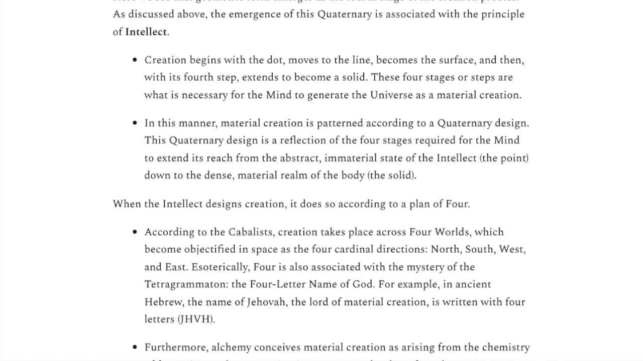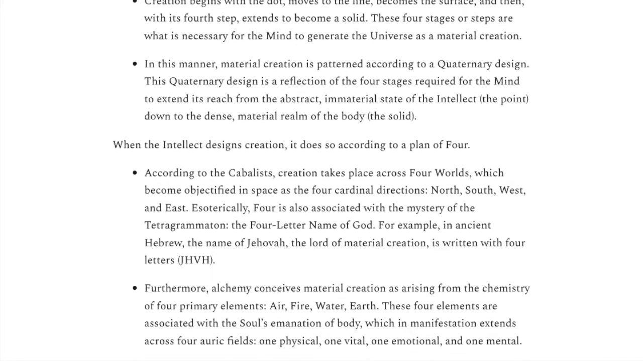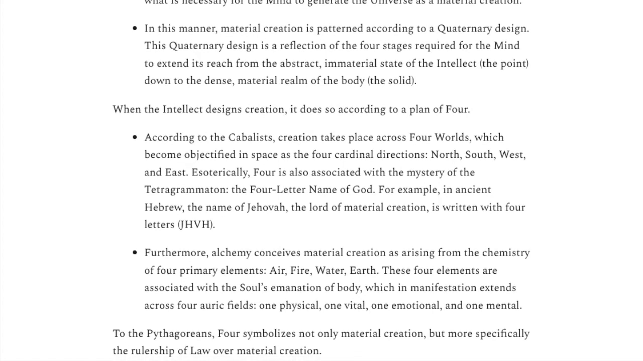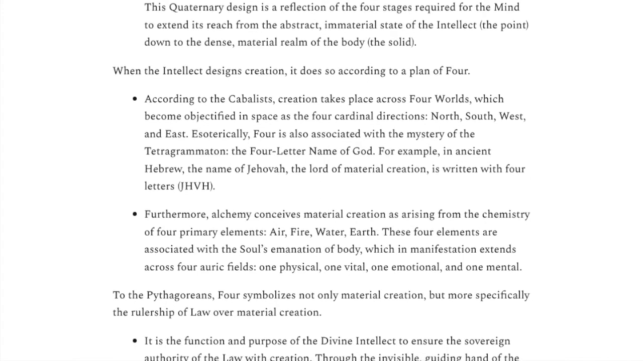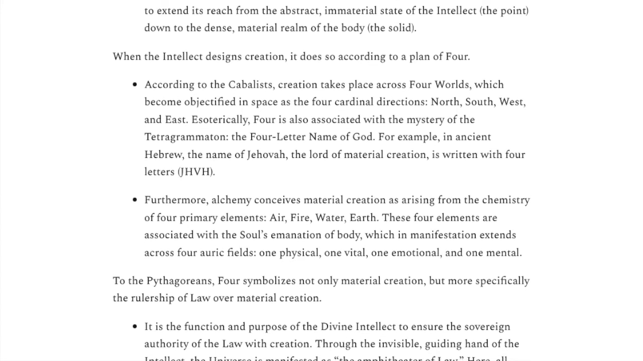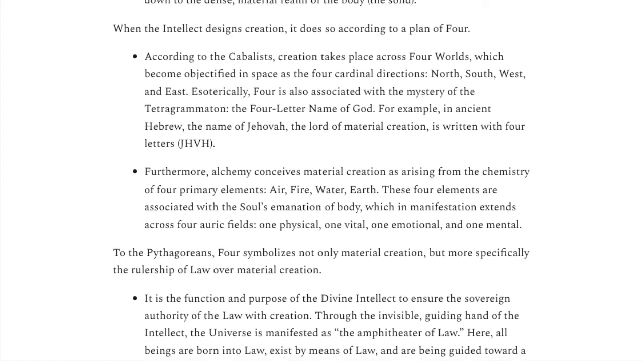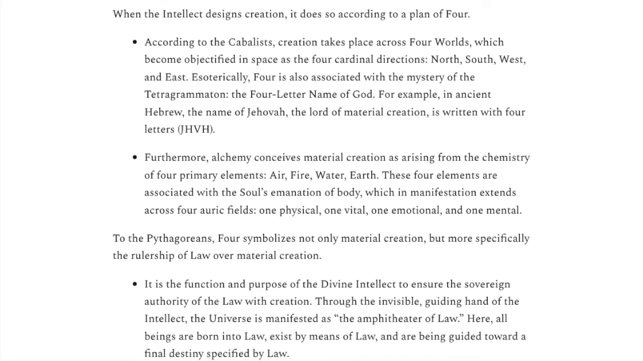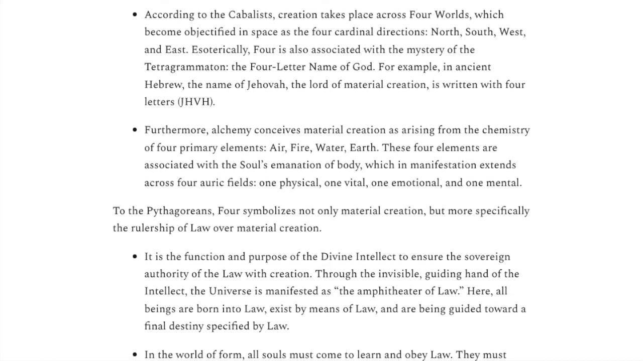Esoterically, 4th is also associated with the mystery of the Tetragrammaton, the 4-letter name of God. For example, in ancient Hebrew, the name Jehovah, the Lord of material creation, is written with 4 letters. JHVH, no vowels, just only consonants. Furthermore, alchemy conceives material creation as arising from the chemistry of 4 primary elements: air, fire, water, and earth. These 4 elements are associated with the soul's emanation of body, which in manifestation extends across 4 auric fields: 1 physical, 1 vital, 1 emotional, and 1 mental.